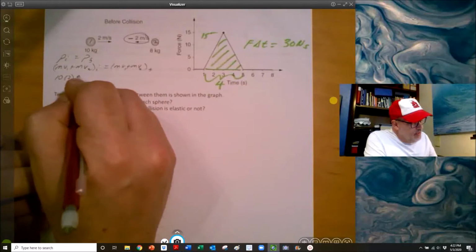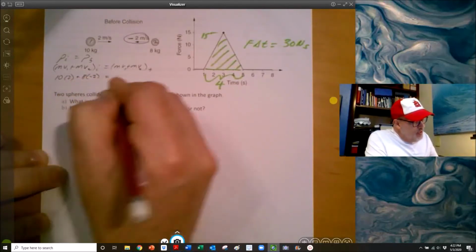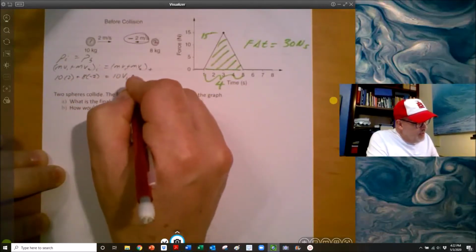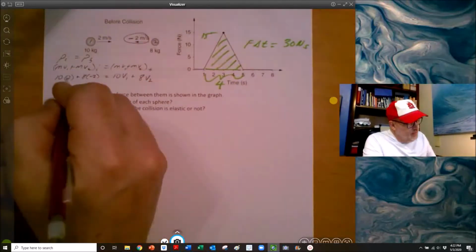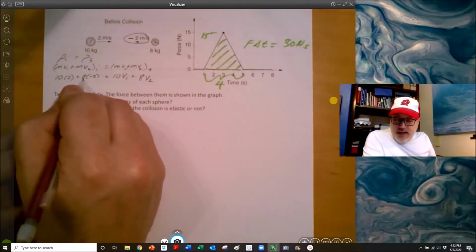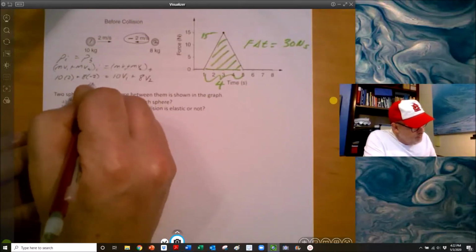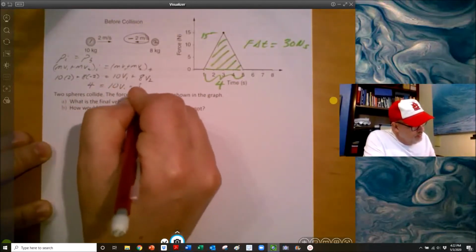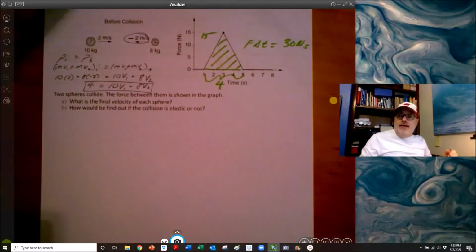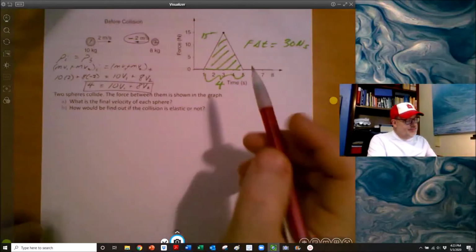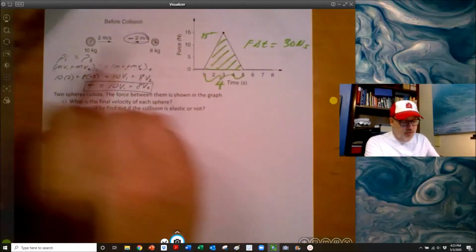So that's plus 8 times negative 2 equals 10 times the final velocity for 1 plus 8 times the final velocity for 2. All right, so this ends up being 20, and that is negative 16, so that would leave us with 4 equals 10 v1 plus 8 v2, and those are the final velocities. Drat, we have two unknowns. That's a problem. So I think we're going to have to use this graph after all.